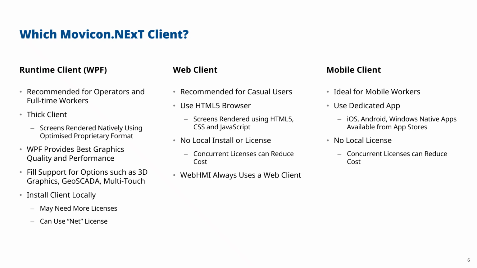We also support a mobile client using the same sort of HTML5 browser capability, but now we're using a dedicated app. So we have iOS, iPadOS, Android, and there are Windows native apps which are available from the relevant app stores. This is ideal for mobile workers because they can display the Movicon graphics on their own local device, and again it's not using a local license, so we've got that same concurrent license capability which can reduce costs.